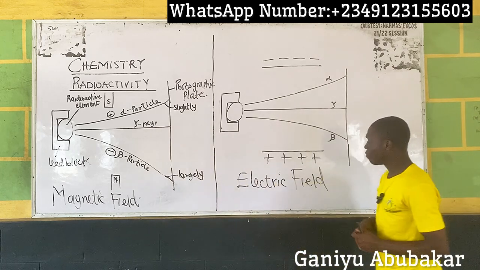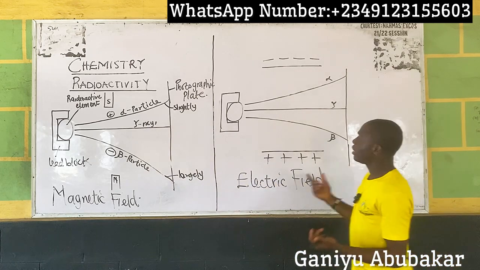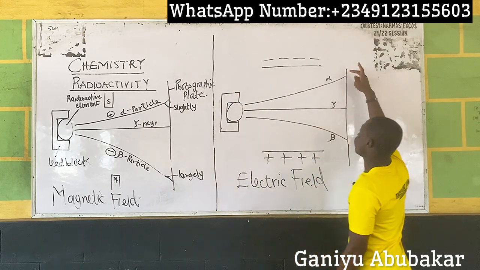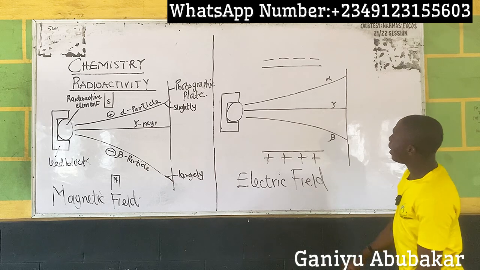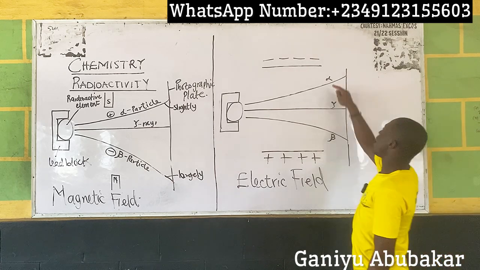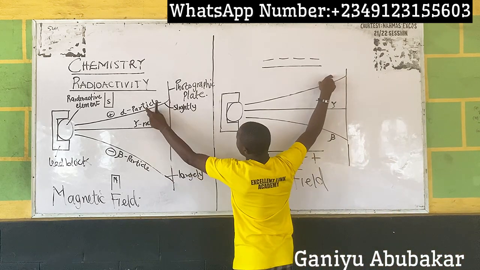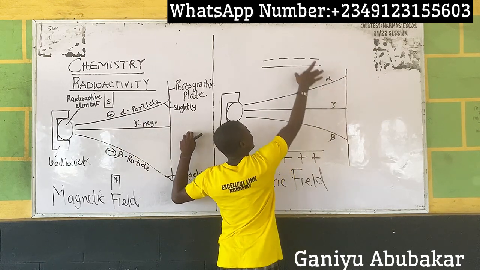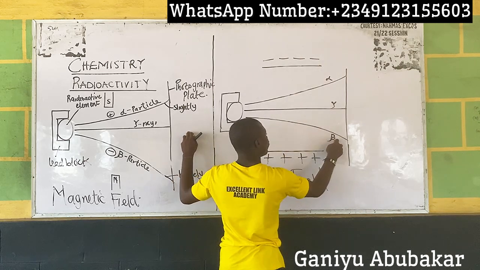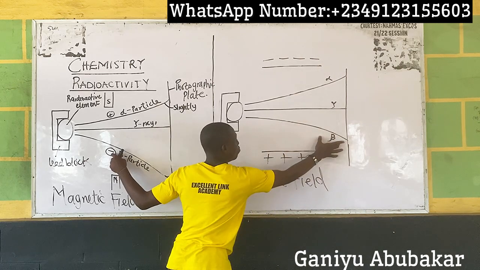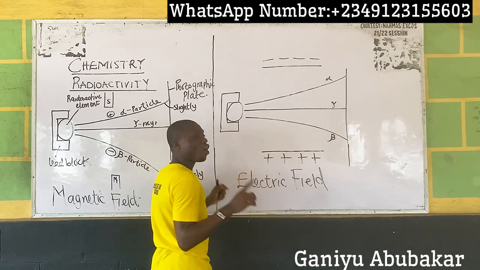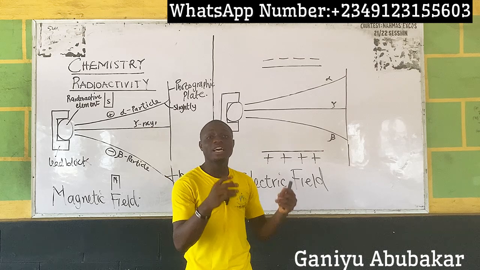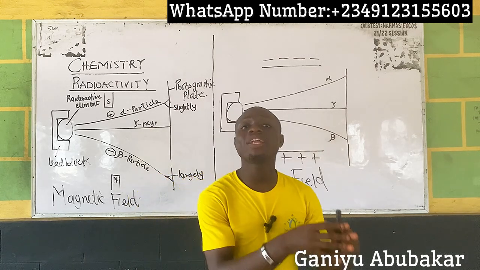Let's look at electric field. For electric field, yes, this is still your lead block, your radioactive element, your photographic plate, right? Observe that I have alpha, which are alpha particles, positively charged. So positive charge means it's moving towards what? Negative charge. Also, beta particles are negatively charged. They have to move towards what? Positive charge, in accordance with the first law of electrostatics that says that like charges repel while unlike charges attract.